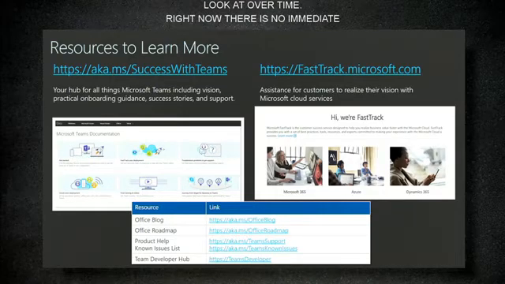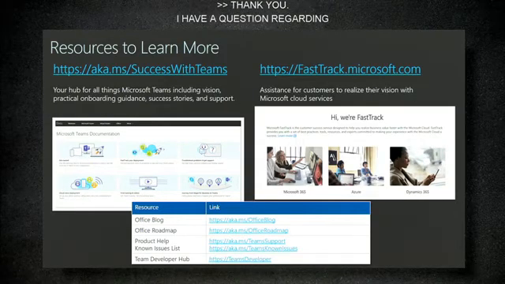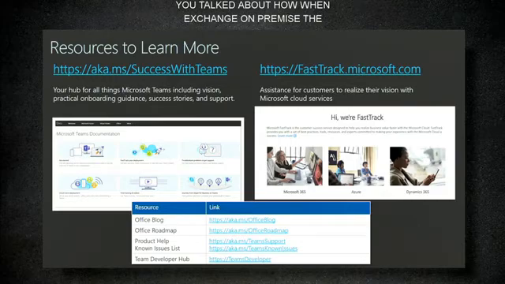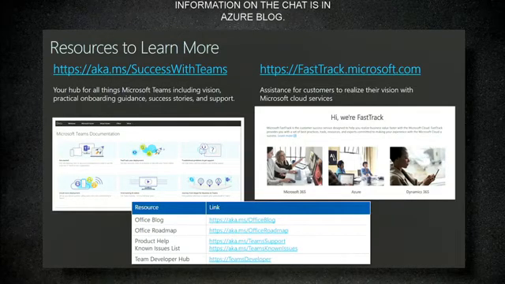I have a question regarding compliance and Exchange Hybrid. You talked about how when Exchange is on-prem, the information on the chat is stored in Azure Blobs. What happens when we move the mailbox online? Is that moved over to the mailbox that is online, or does it stay in Azure Blob? How do you handle that?